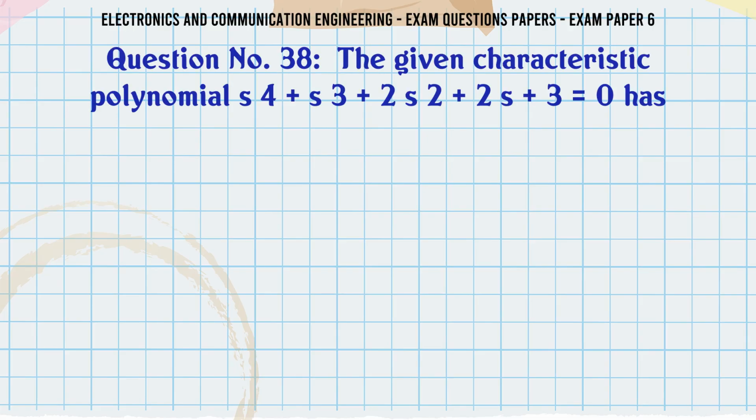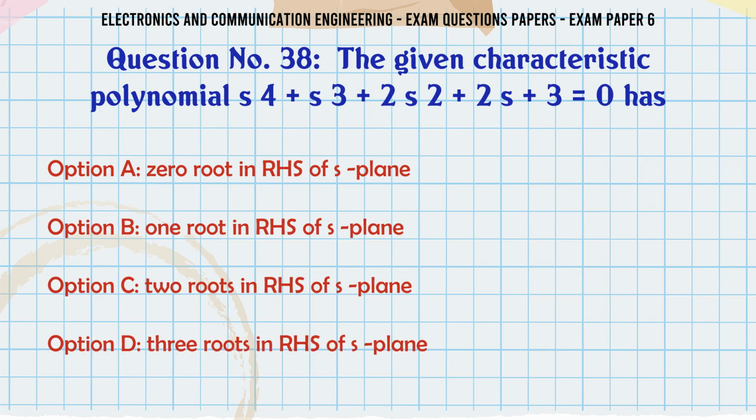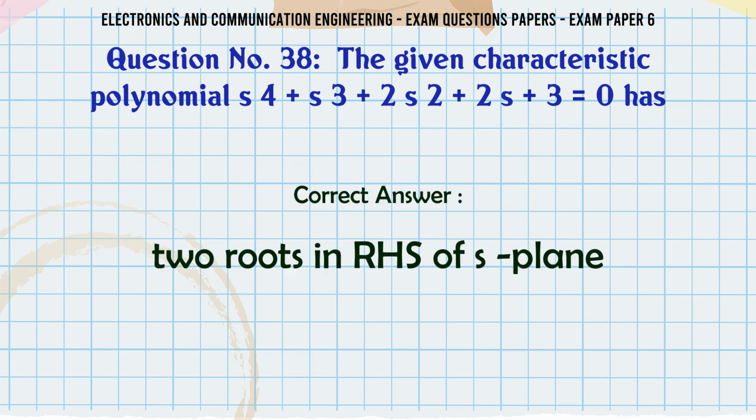The given characteristic polynomial s^4 + s^3 + 2s^2 + 2s + 3 = 0 has A) 0 roots in RHS of S-plane, B) 1 root in RHS of S-plane, C) 2 roots in RHS of S-plane, D) 3 roots in RHS of S-plane. The correct answer is 2 roots in RHS of S-plane.